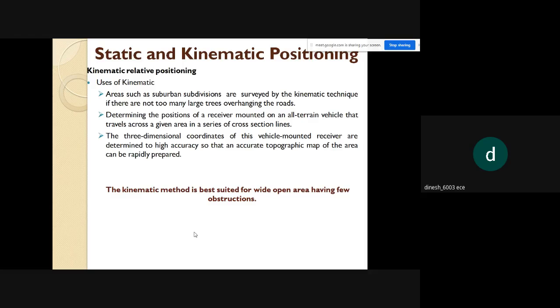So in short, we can say that this kinematic method is suited only for wide open areas having lesser obstructions. If the obstructions are very much lesser, you'll get more accuracies.